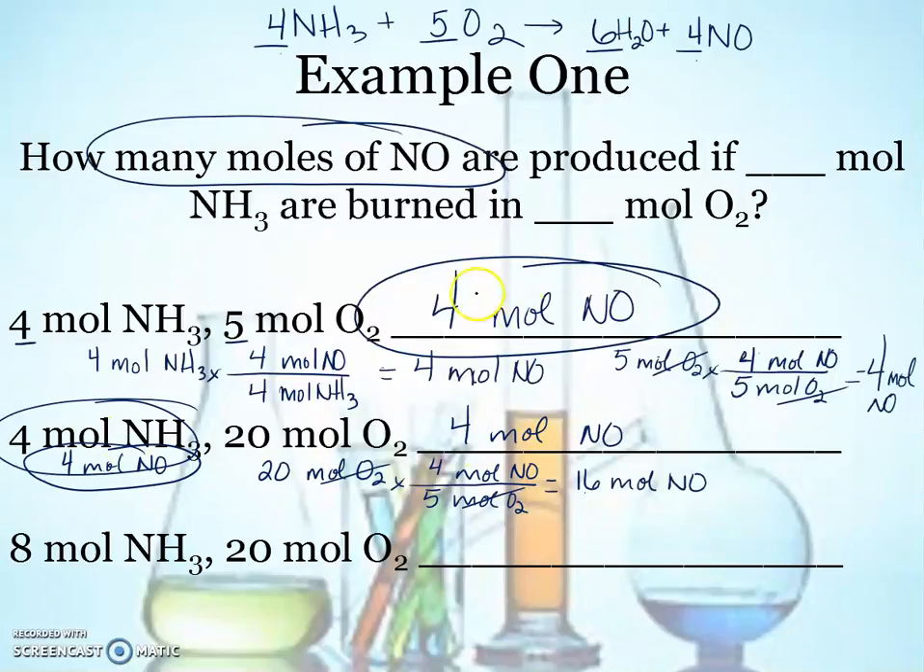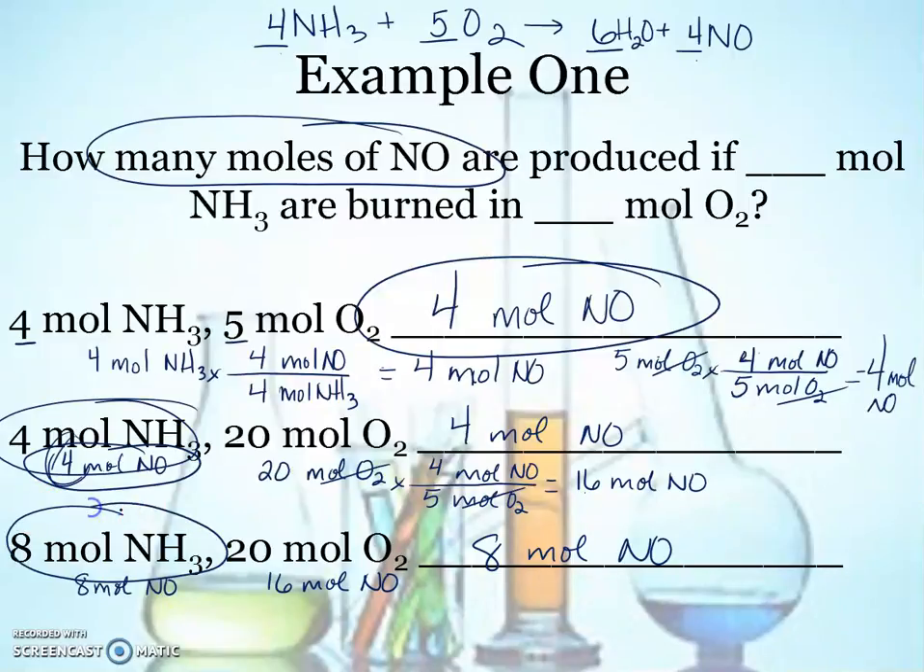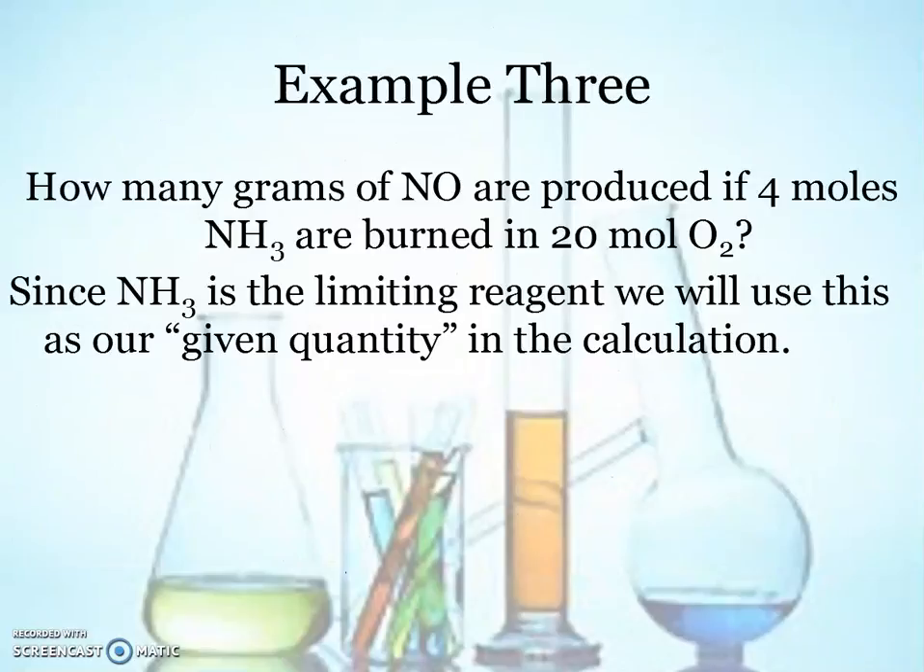Now let's try another one. Here we have 8 moles. With 8 moles of ammonia, guess what? We're going to double that number and make 8 moles of nitrogen monoxide. 20 moles of oxygen, we said it would make 16 moles of nitrogen monoxide, right? So how many can we actually make? Well, we can only make 8 moles of nitrogen monoxide because the ammonia limits us from making more. All right, you have an example 2 in your notes. You can pause and try that one. I'm going to move on.